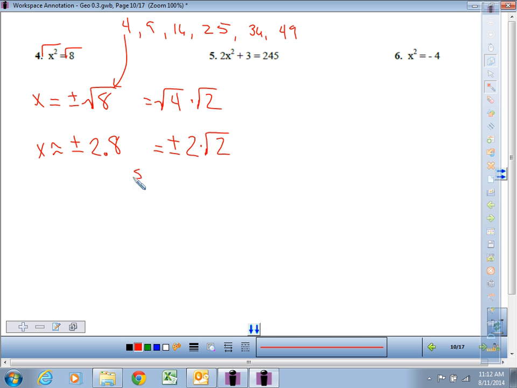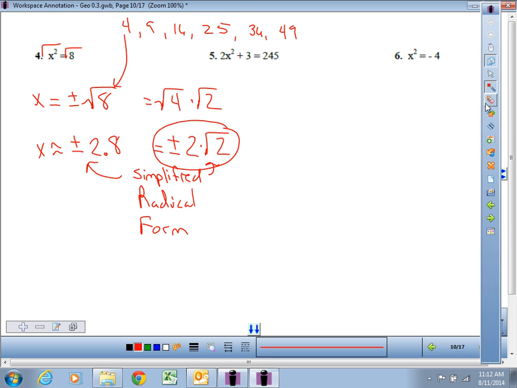So this is a decimal approximation. This is called simplified radical form. I show you that now because we're going to do more of that. Instead of writing our answers as about 2.8, it's about 2.828, something forever and ever, amen. This one is still exact because I haven't rounded anything yet. Okay, either answer is fine for now, but we'll get to the point where we're going to look for those exact answers like that.